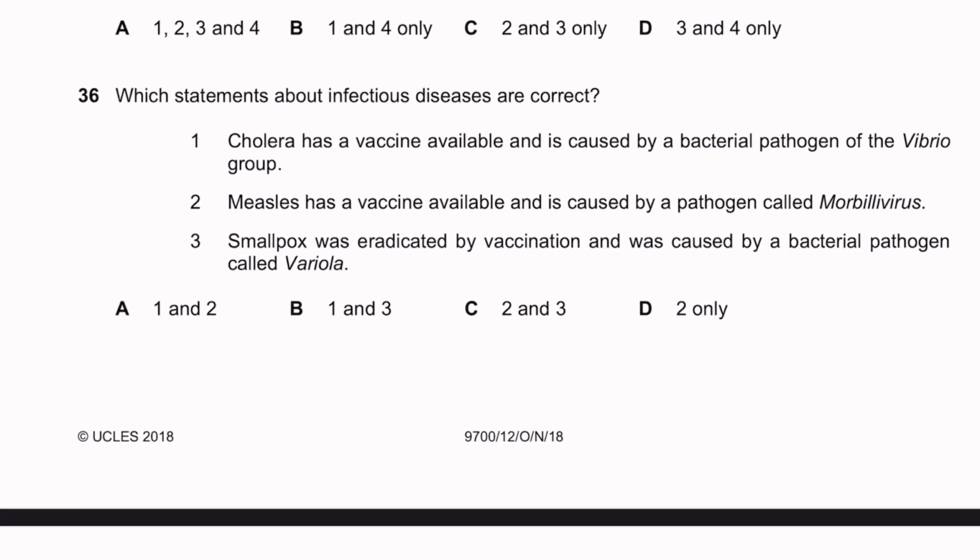Which statements about infectious diseases are correct? Cholera has a vaccine available and is caused by a bacterial pathogen of the Vibrio group. Cholera does have a vaccine. Measles has a vaccine available and is caused by a pathogen called morbillivirus. That is true. Smallpox was eradicated by vaccination and was caused by a bacterial pathogen called variola. Now, smallpox is caused by a viral pathogen, the variola virus. So that's wrong. It's only 1 and 2.